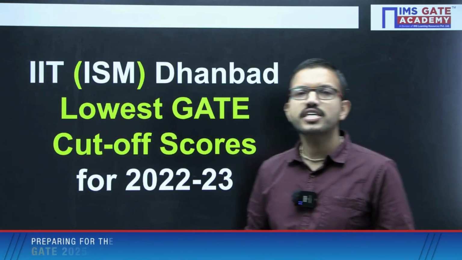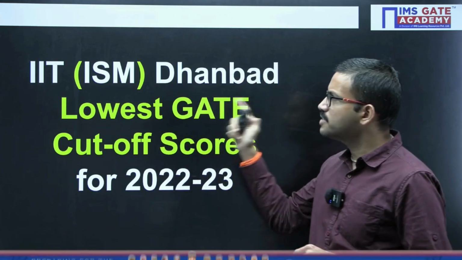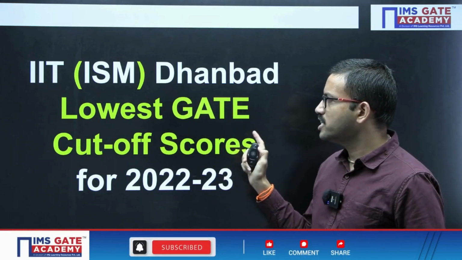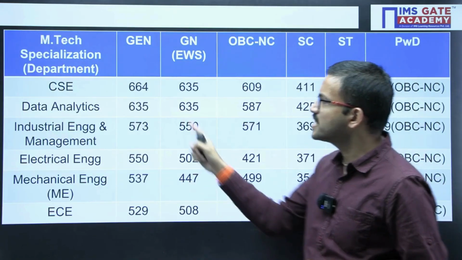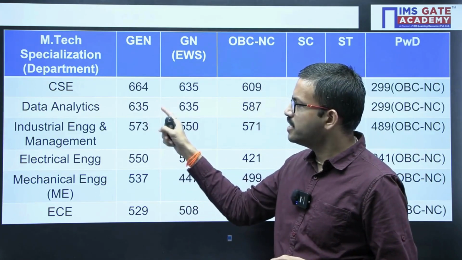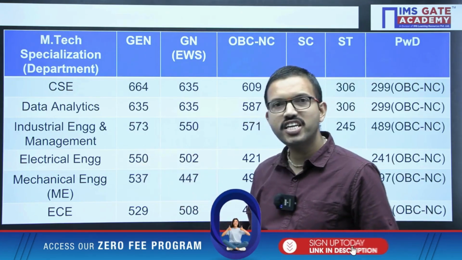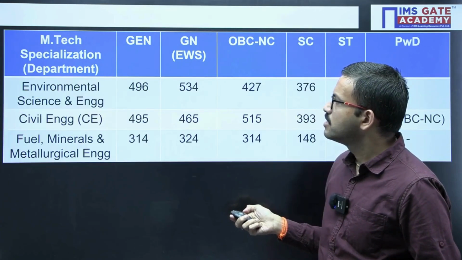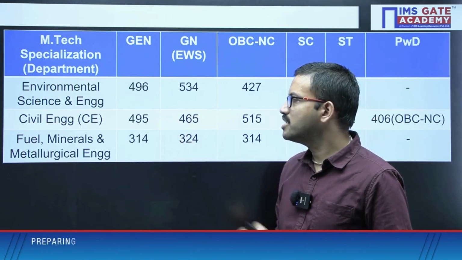Up to now we have covered a few old IITs. Now we are going to discuss the details of a few new IITs. ISM Dhanbad is the new IIT, renamed as IIT Dhanbad. Regarding the lowest GATE cutoff scores for the academic year 2022-23: for CSE, 664; data analytics, 635; industrial engineering and management, 573; electrical engineering, 550; mechanical engineering, 537; ECE, 529, right? And then environment science and engineering, 496; civil engineering, 495; metallurgical engineering, 314.